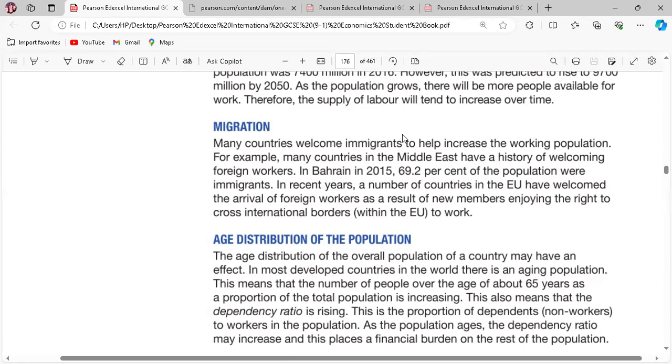As a result, the supply of labor will increase, shifting the supply curve rightward from SL1 to SL2. So an increase in the number of immigrants into a country will shift the supply curve rightward.